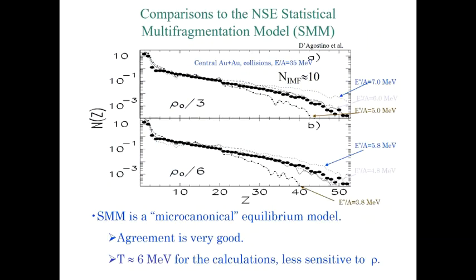And this is a particular set of data compared to an equilibrium model. These are data where gold at 35 per nucleon. These are the multiplicities of fragments in a central collision. And these are different calculations depending on different excitations at energy per nucleon or temperatures. You see, the statistical physics is very good. Okay, it's better than most other reaction theories in terms of absolute errors.